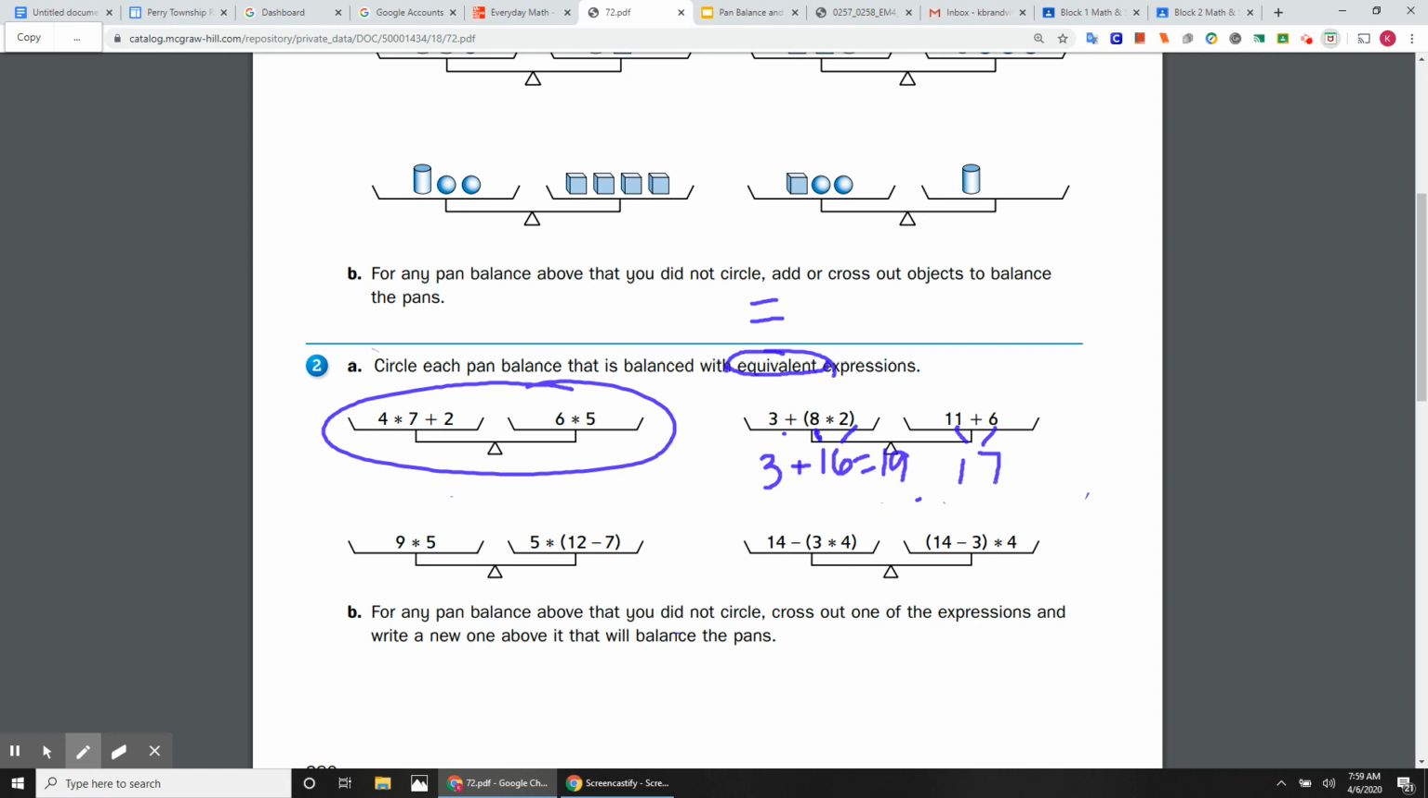So is that pan balance equal? No. We would have to add 2 to that expression to make it equal. So we would have to have 11, because 2 more would make it 19. So if it was 11 plus 6 plus 2, then that would be equal.